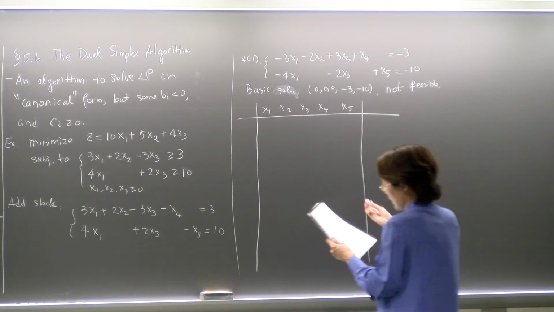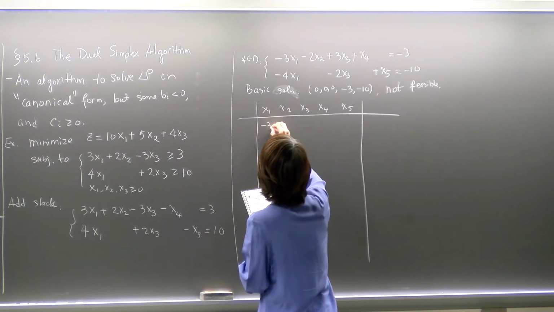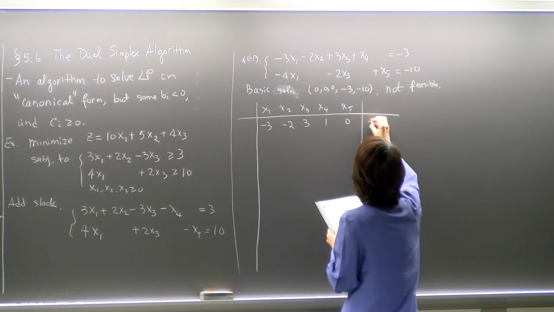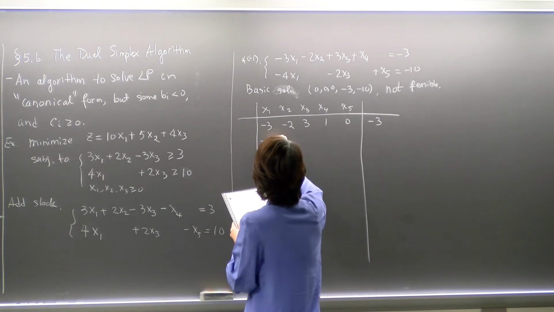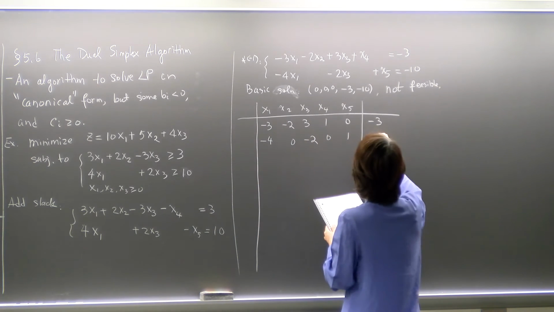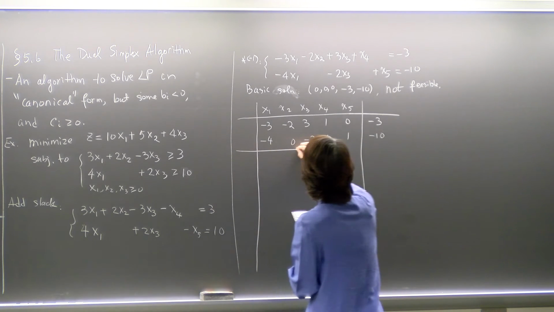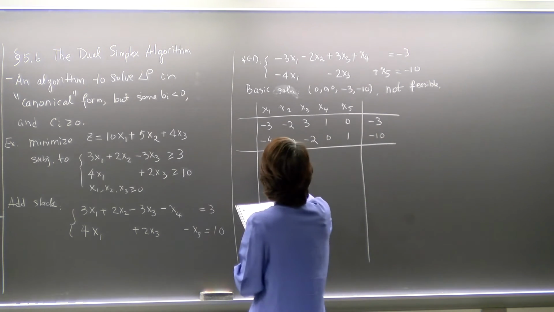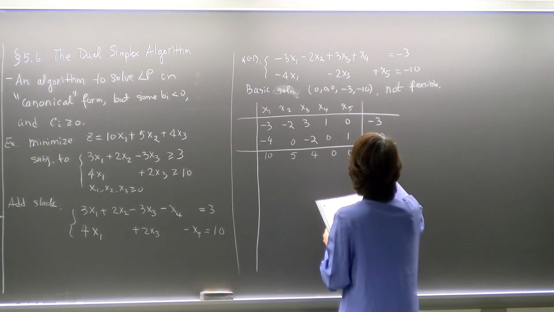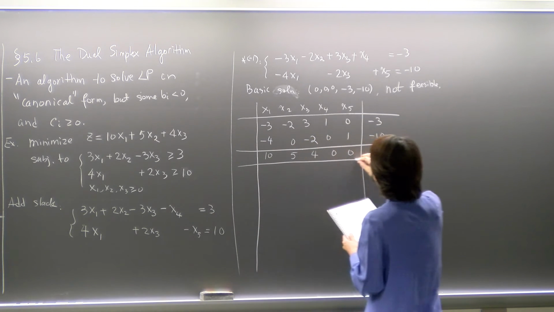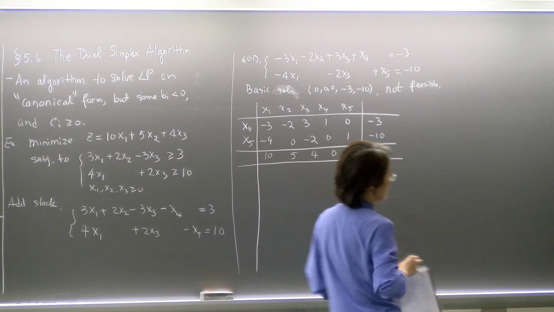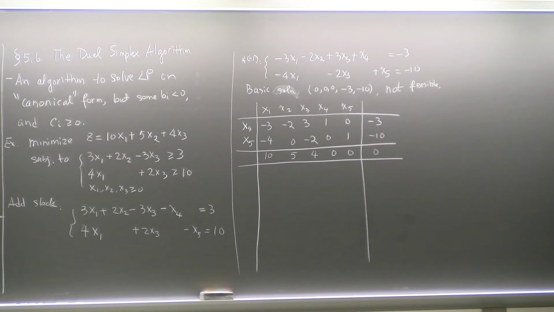So let's set up the tableau. So -3, -2, 3, 1, 0, -3, -4, 0, -2, 0, 1, -10. Okay, that's what you put in, and 10, 5, 4, 0, 0, 0. Okay, and x4, x5 are the basic variables. So you put this in the tableau.